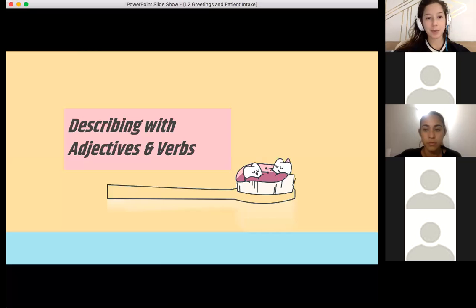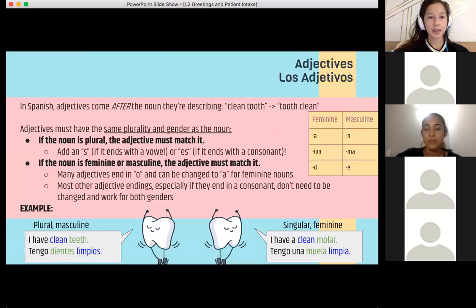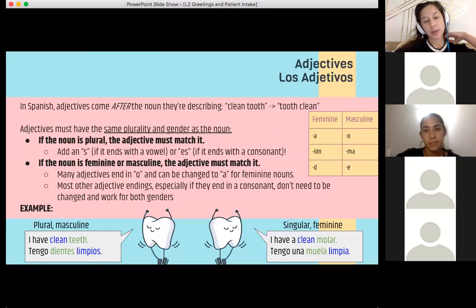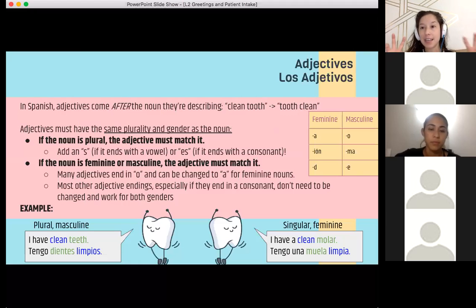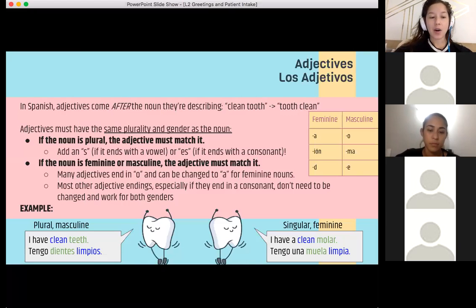Okay, so describing things with adjectives and verbs. If you remember last week, we talked about the articles, which is el, la, los, las, kind of like the and the a, and how they come before a noun in Spanish. And since every noun in Spanish has a gender and has a possibility of being singular or plural, the article also needs to match that. It's the same thing with adjectives. Adjectives, unlike English, in Spanish come after the noun they're describing.